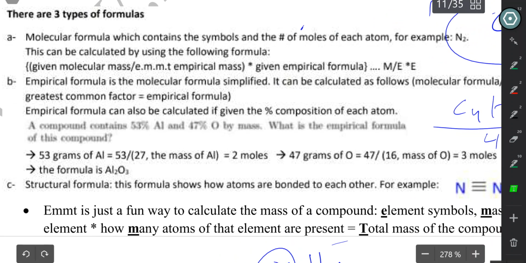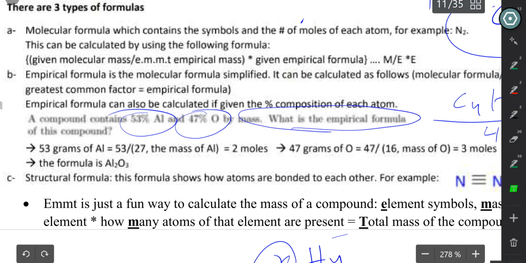There's another way to calculate the empirical formula if given the percentages. Example here, 53%, 47%. If you have 53% aluminum and 47% oxygen, what is the empirical formula? You can just assume that we're talking about 100 grams, and then 53% means 53 grams of aluminum, 47% means 47 grams of oxygen, okay?